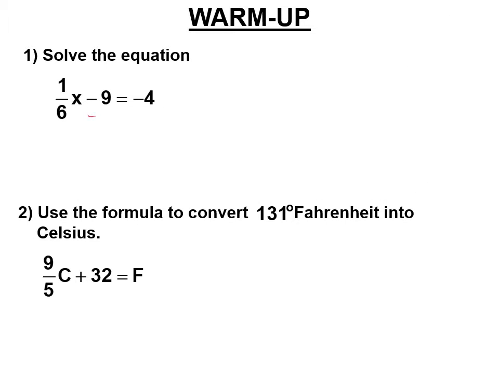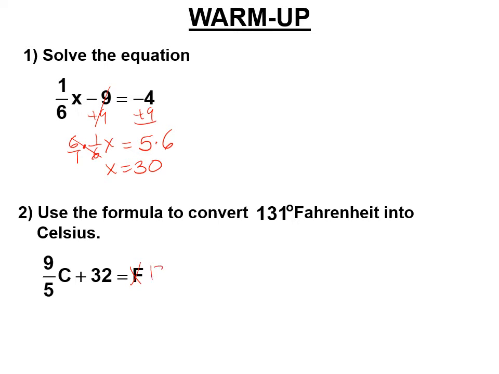So we started with two-step equations that had fraction coefficients. The coefficient of x is a fraction, so we add 9 to both sides as normal. 1/6x, negative 4 plus 9 is 5. To get rid of a fraction coefficient, you multiply both sides by the reciprocal. So x is 30.